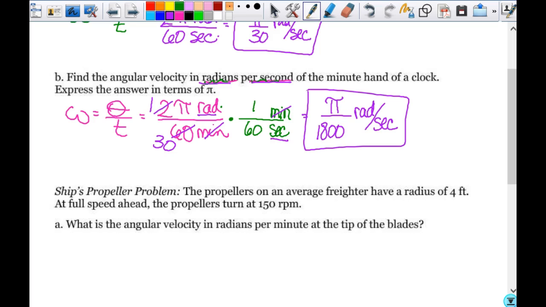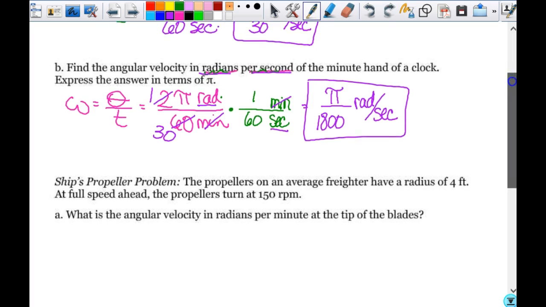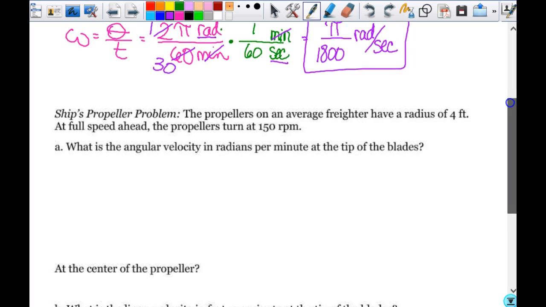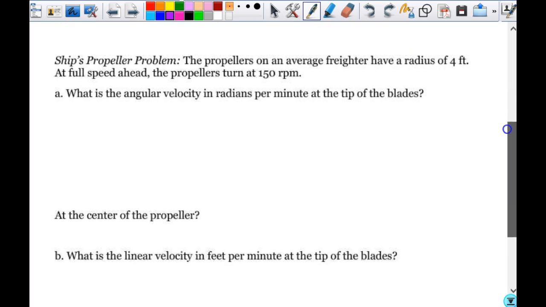All right, so let's look at the propeller problem. We actually didn't do this one. I was trying to skip for time, but I want to go back and look at these because I like the B part on this. Any questions? Stop me if you have questions or if it still doesn't make any sense.